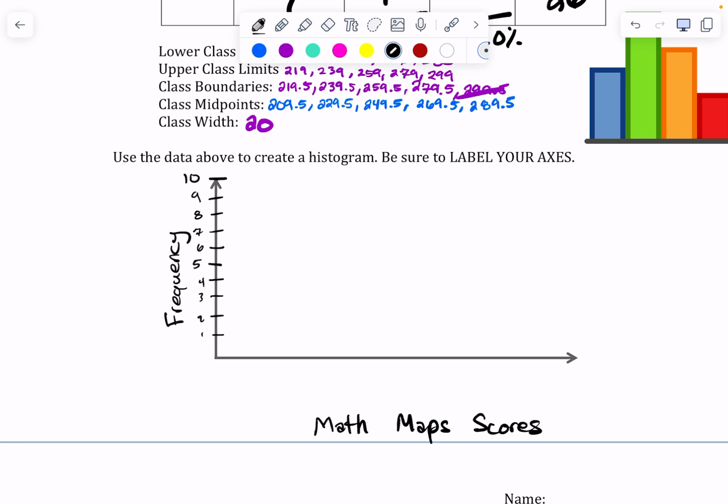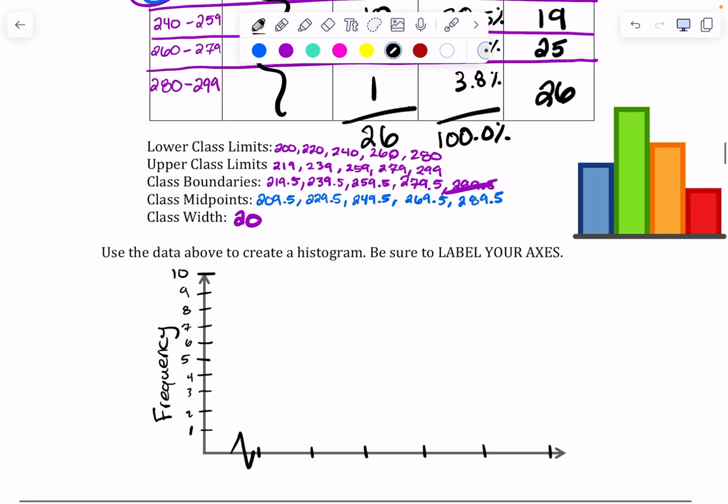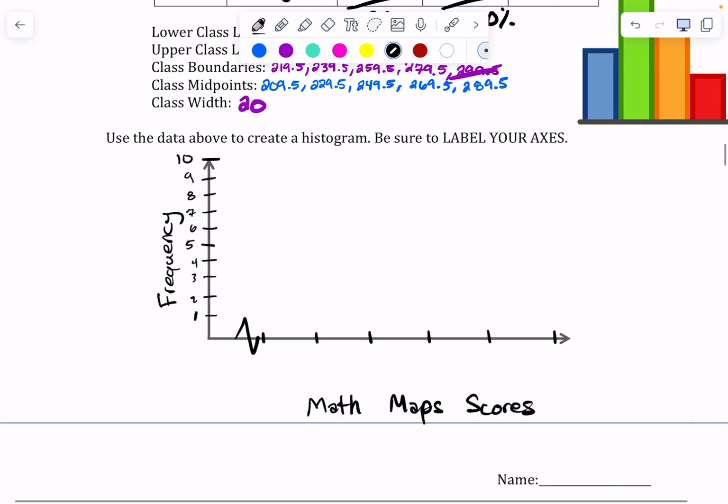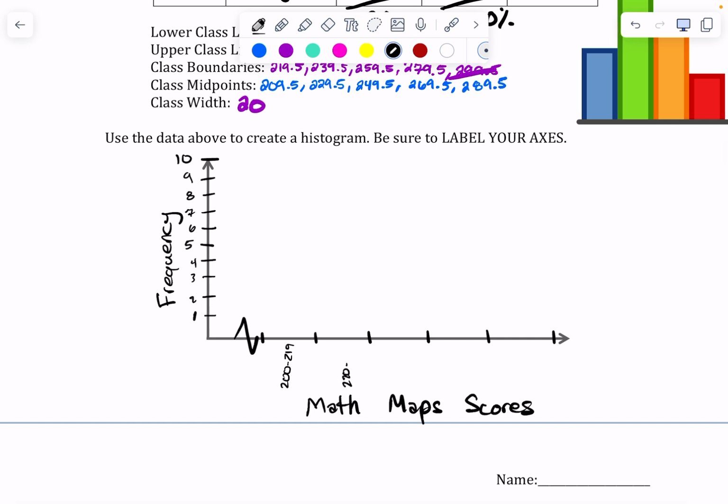Okay, now what? Bottom. Should we do our little doop thing? We're missing like 200 points. Okay, first one is 200 to 219. Then 220 to 239. 240 to 259. 260 to 279. And then 280 to 299.